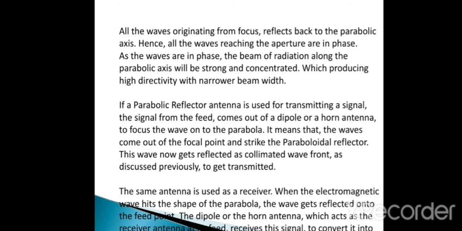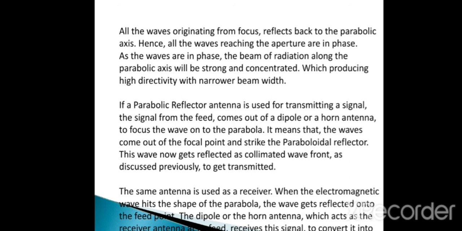So here, if a parabolic reflector antenna is used for transmitting a signal, the signal from the feed comes out of a dipole or horn antenna, from the feed antenna, that is, to focus the wave onto the parabola. It means that the waves come out from the focal point and strike the parabolic reflector. This wave now gets reflected as a collimated wavefront, as I already discussed in the previous session.